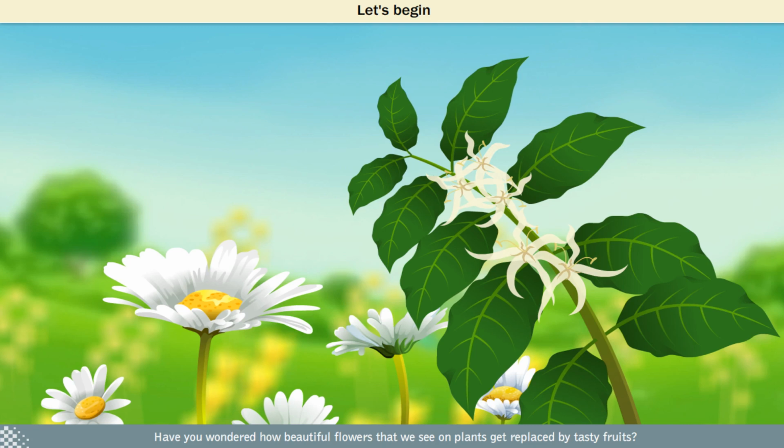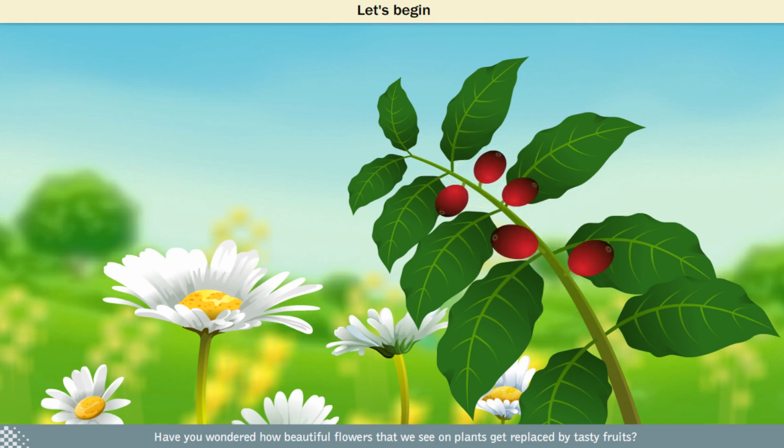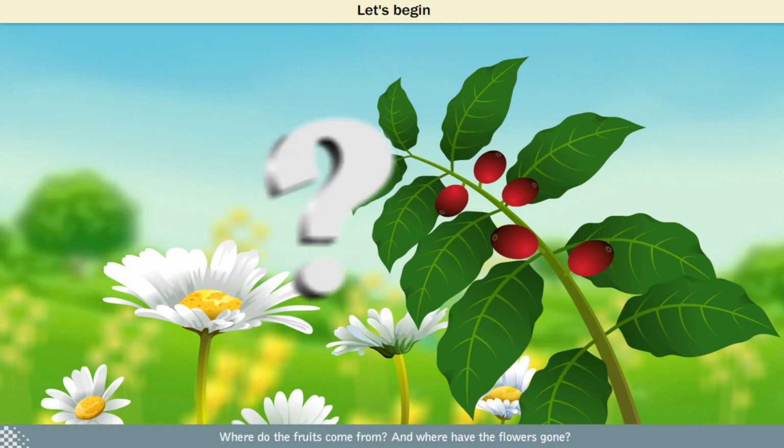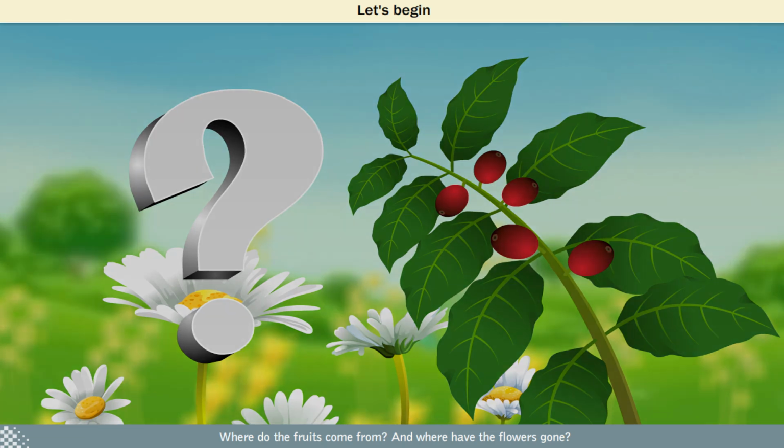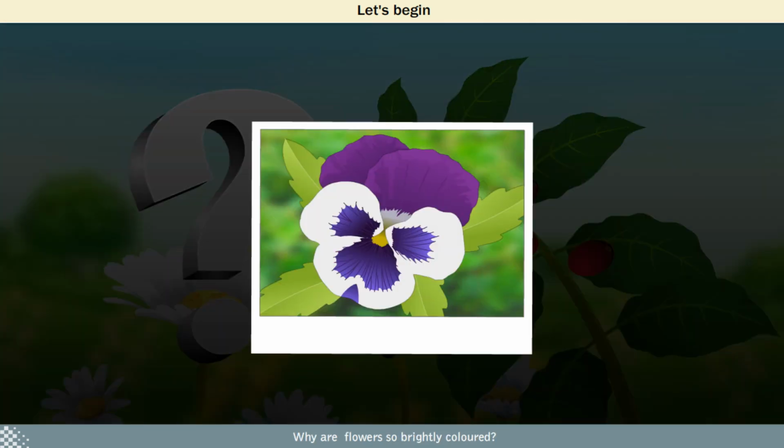Have you wondered how beautiful flowers that we see on plants get replaced by tasty fruits? Where do the fruits come from? And where have the flowers gone? Why are flowers so brightly colored?